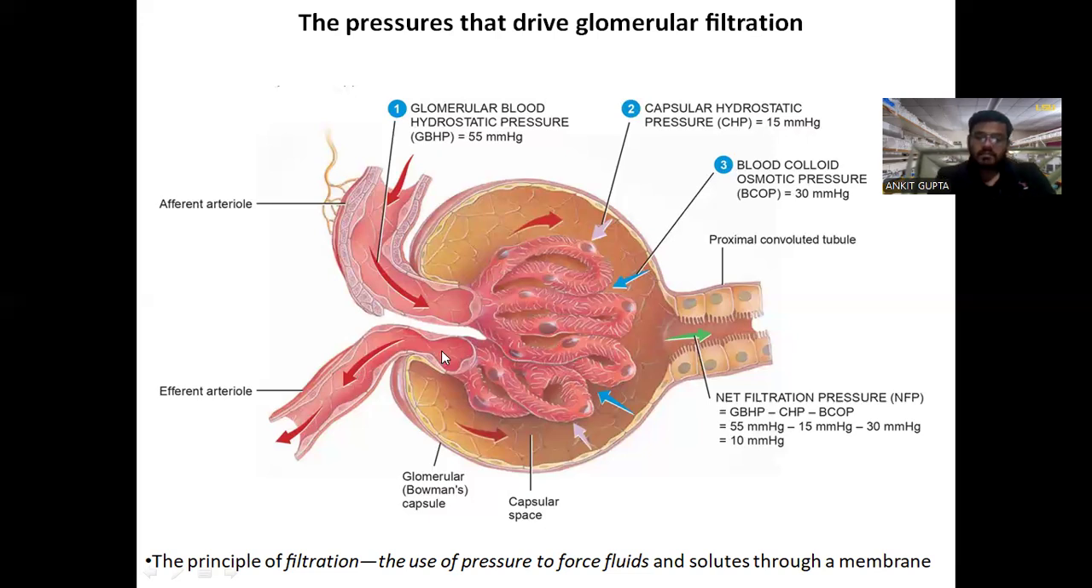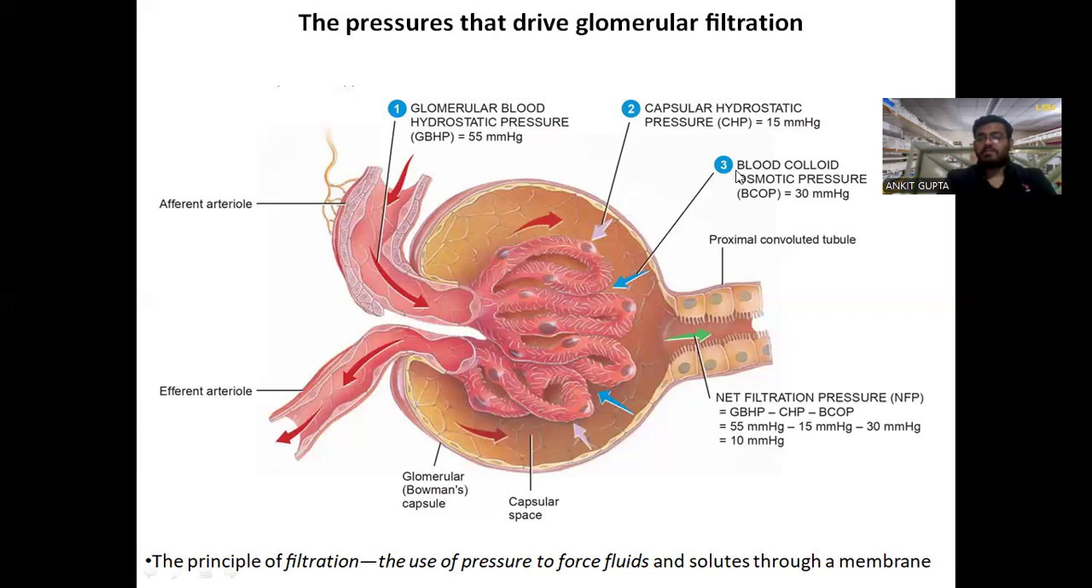This resistance in the blood flow creates a pressure in it. And this pressure is glomerular blood hydrostatic pressure. So this is a major important pressure due to which the filtration is occurring. This can be up to 55 to 60 mmHg.